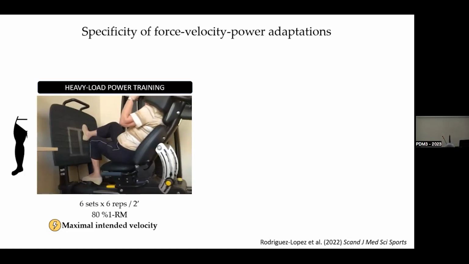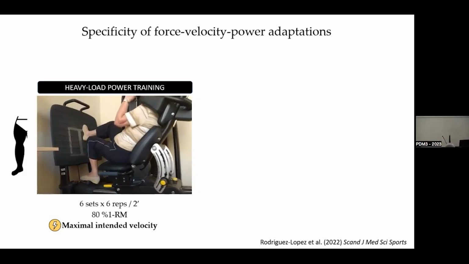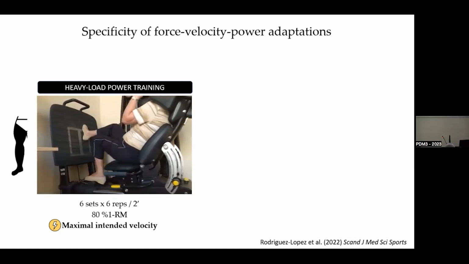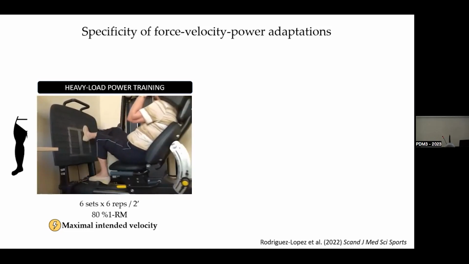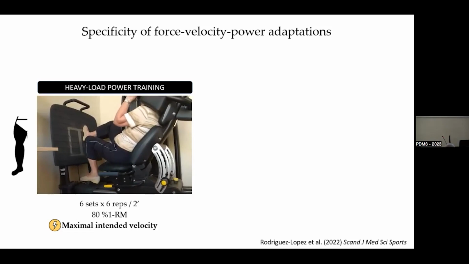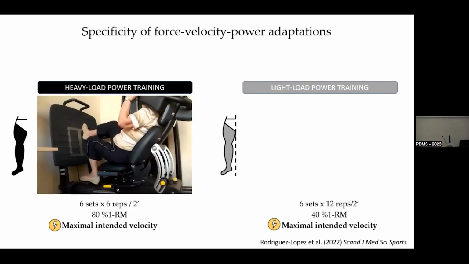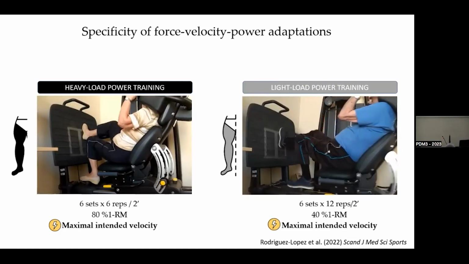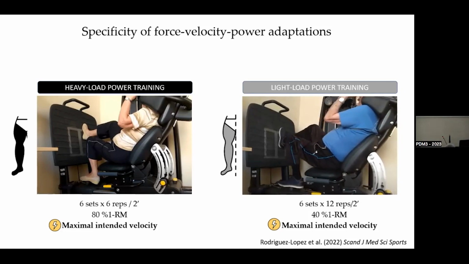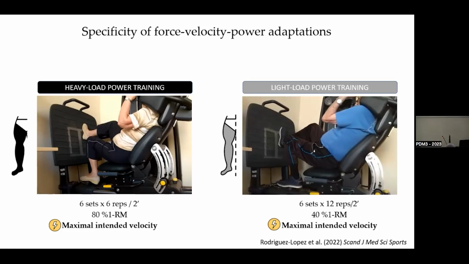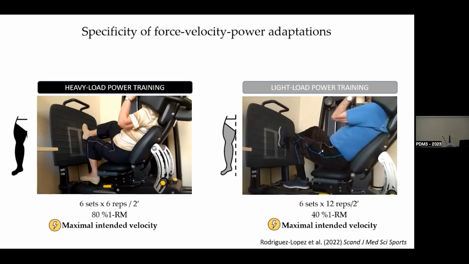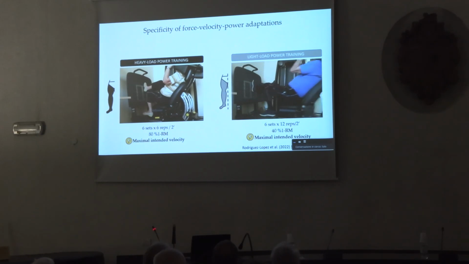This is the kind of exercise that they did. It's a unilateral leg press. This is the heavy load condition. In every contraction, we asked the participants to contract as fast and as strong as possible, explosively. So in this case, with the heavy load, they did 6 sets of 6 repetitions, while in the light load condition, they did 12 repetitions. You can see that in this case there is an air phase, right? Because the load is so low that they jump. And it is also performed as fast and strong as possible.